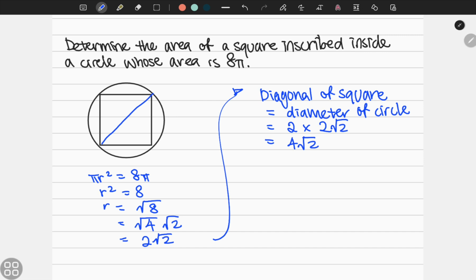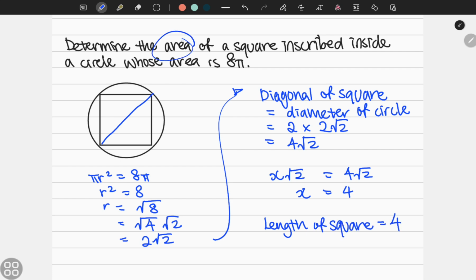From the previous portion, we also know that the diagonal of the square is basically just x square root 2. So x square root 2 is equal to 4 square root 2, and hence x is equal to 4. So the length of the square is equal to 4. If you want to find the area of the square, that's basically 4 multiplied by 4, or just 4 squared, to give us 16.